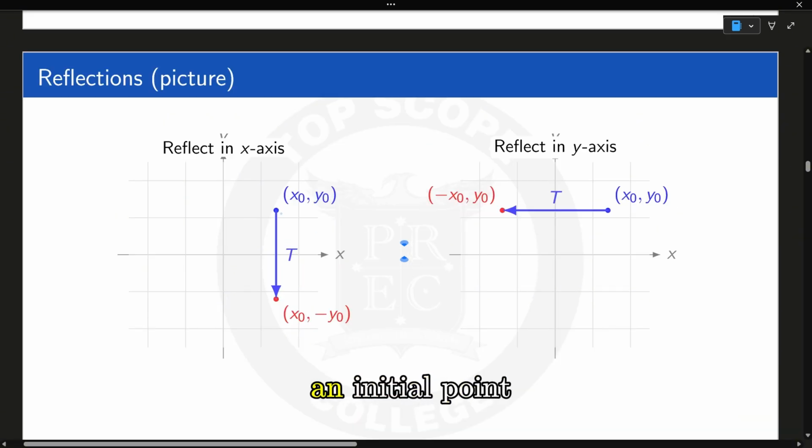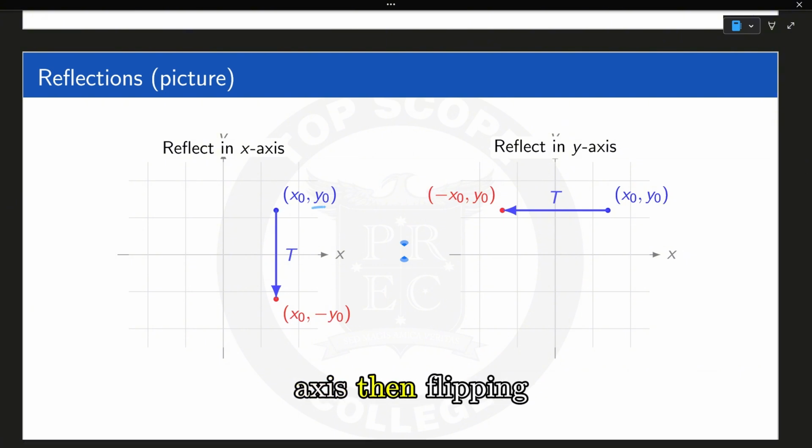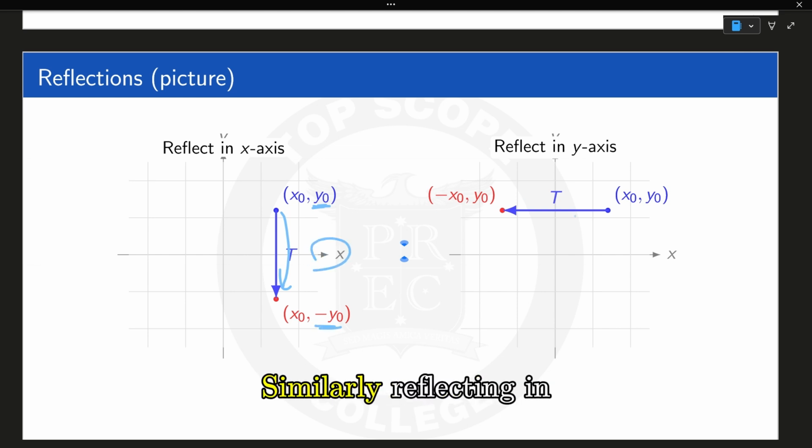If we had an initial point above the x-axis, then flipping the vertical coordinate, reflected in the x-axis, we will obtain x0, minus y0. Similarly, reflecting in the y-axis will cause a change in the x-coordinate.